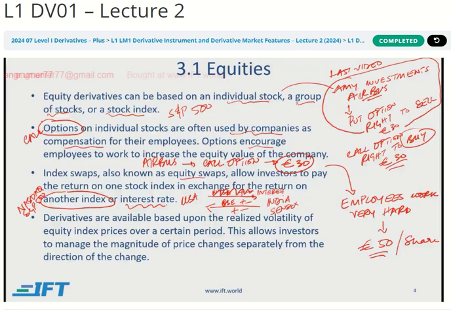Now, derivatives are also available. So I should say here, also available based on the realized volatility of an equity index instead of the direction. So let's say I am worried that something big might happen in the world and the stock exchange might go up a lot or go down a lot. Let me give you an example.